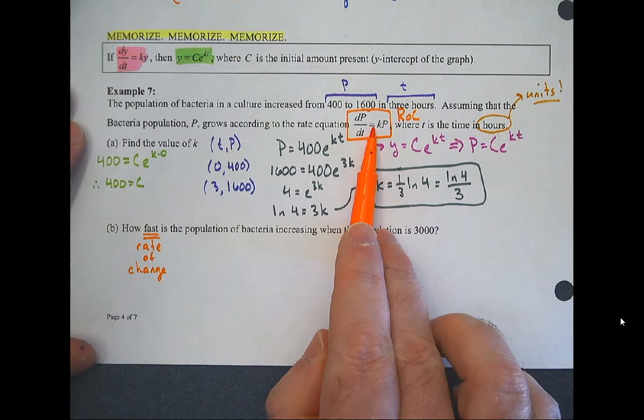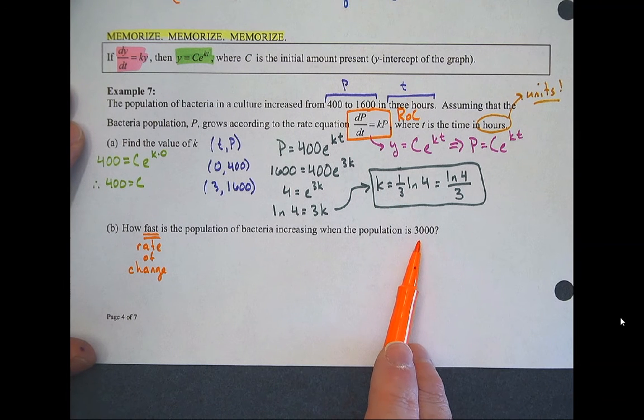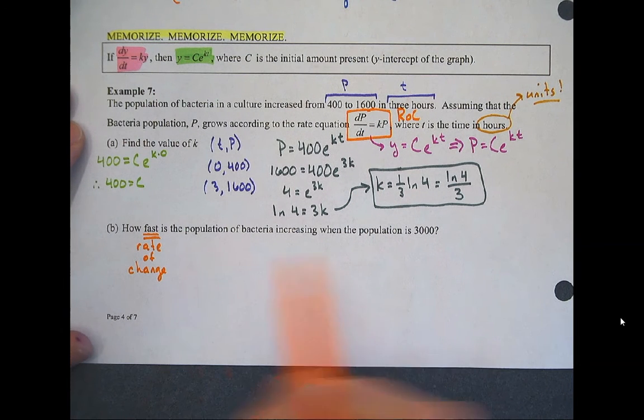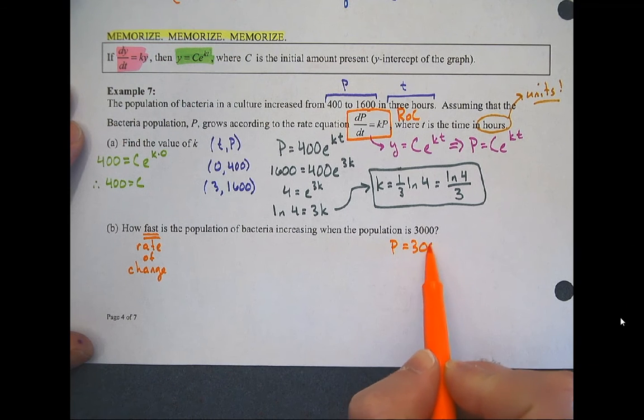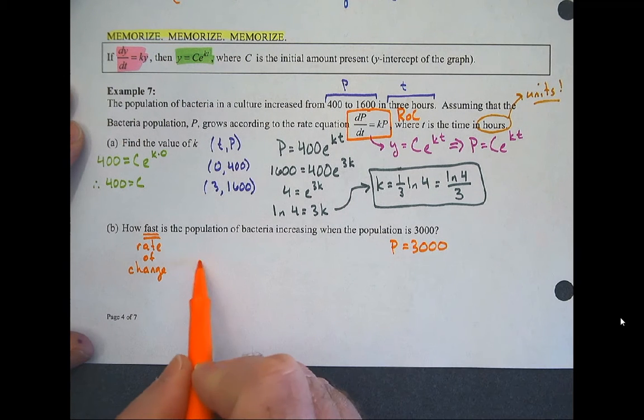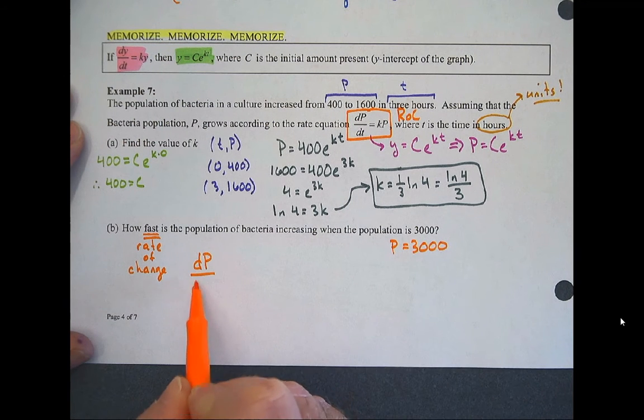Can I use this to figure out what's happening when the population is 3,000? What do we know when the population is 3,000? I know that my population, P, is 3,000. I want to figure out how fast the population is changing over time.